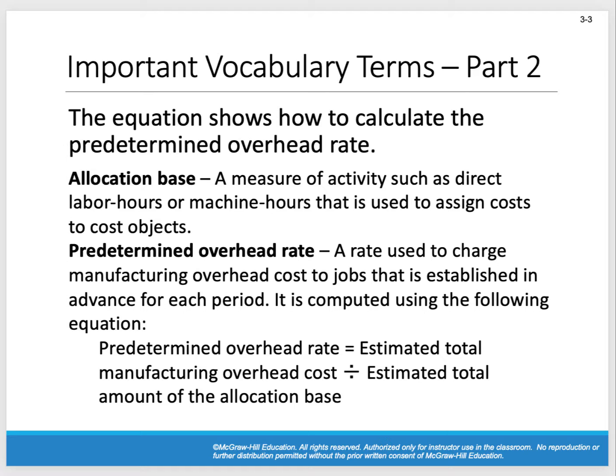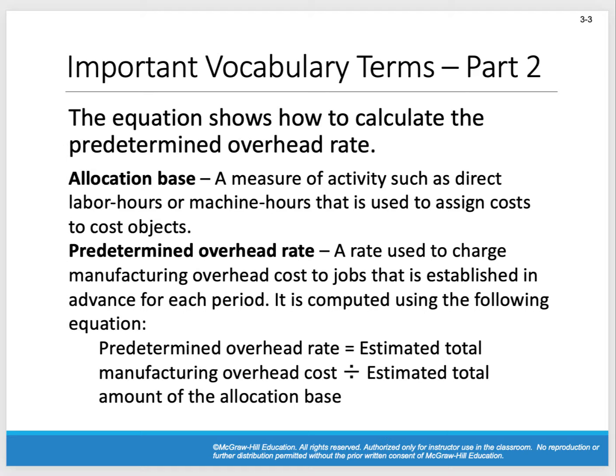This predetermined overhead rate, we estimate what our costs are going to be, so we establish it in advance of the period. At the beginning of the period, we have to calculate our predetermined overhead rate, okay? We should know how to calculate it, right?